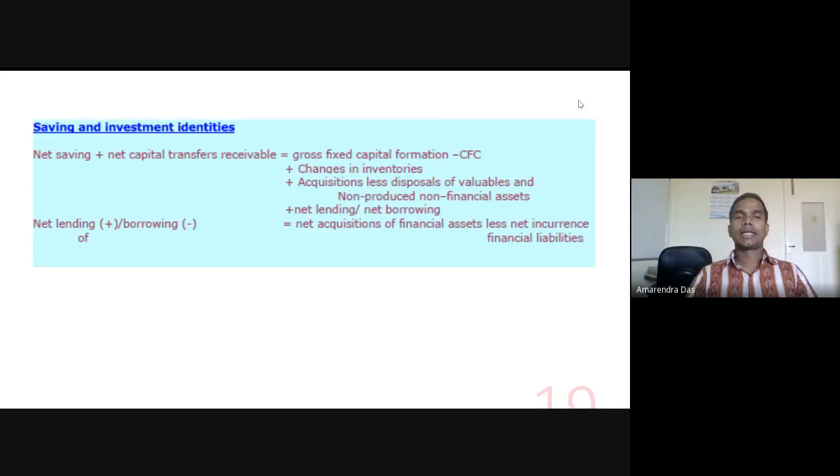Net saving plus net capital transfers receivable is equal to gross fixed capital formation minus the consumption of fixed capital or depreciation, plus changes in inventories, plus acquisition minus disposal of valuables and non-produced non-financial assets, plus net lending or net borrowing. And then net lending is equal to net acquisition of financial assets less the net incurrence of financial liabilities. So these are some of the identities, but those are not used in day-to-day life.